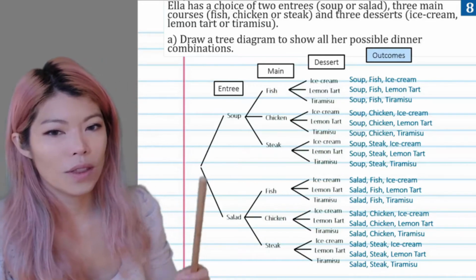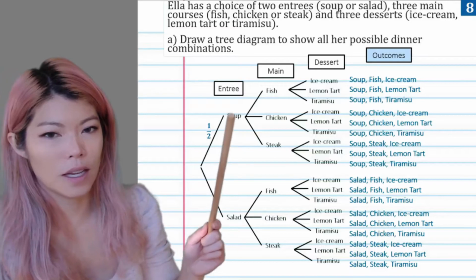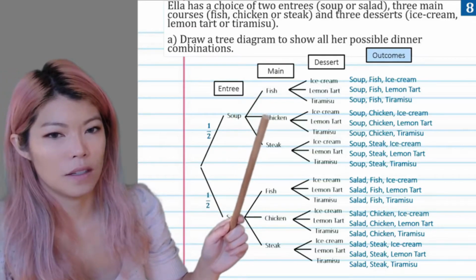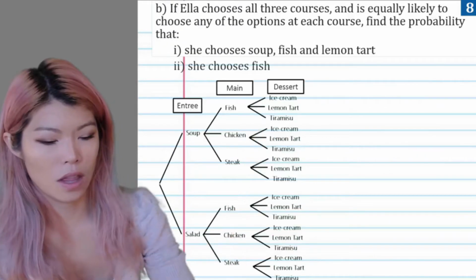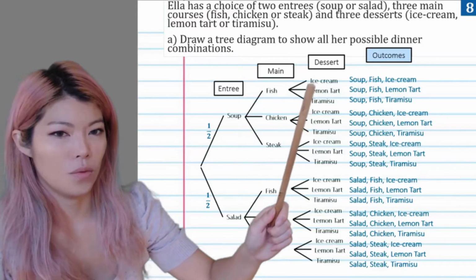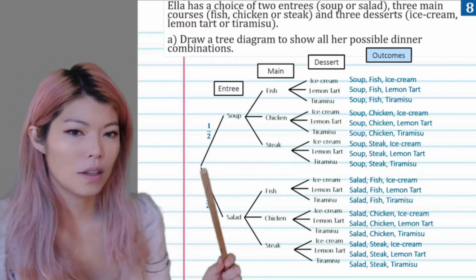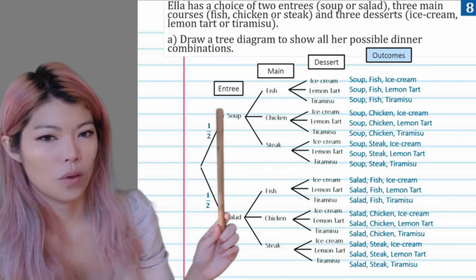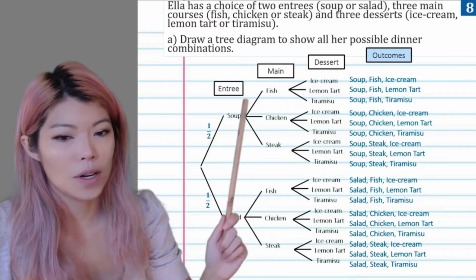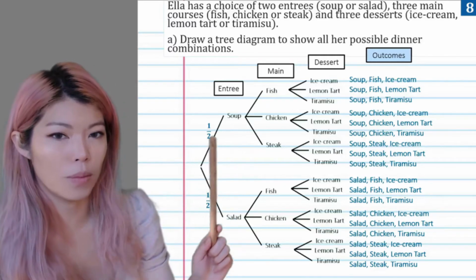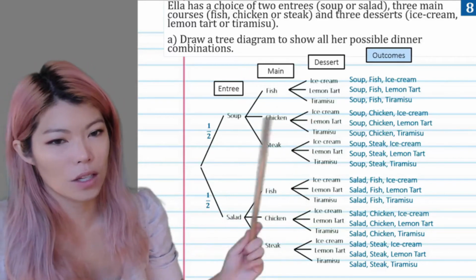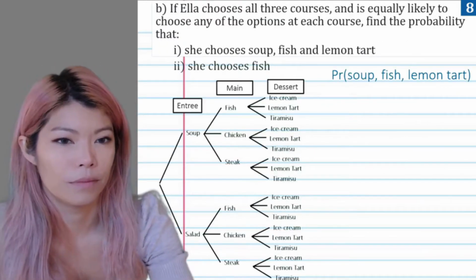We can also write the probabilities on these. This time it's a half and a half. For fish, chicken and steak, there's 3, so this will be a third, and this will be a third. And to work out the probability, we would go soup and fish and ice cream. Remember the word and in probability means times, so it'll be a half times a third times a third. But let's not do that, let's do the next bit first.